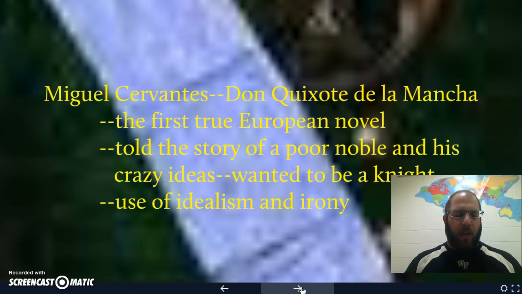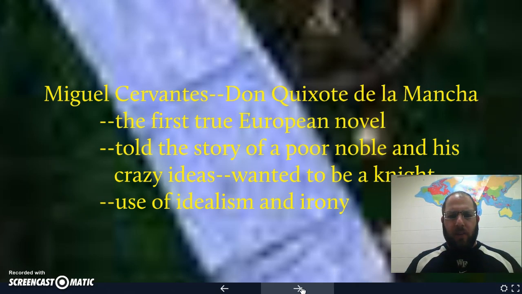With the literature, the story of Don Quixote de la Mancha by Miguel Cervantes is really a wonderful tale. It's really, really sad in a lot of ways, but it's the first true European novel because it's focusing on life in Europe at this time period and looking back towards the Middle Ages and how life in Europe was then. It's much different than the Decameron. It's much different than Dante's Inferno.